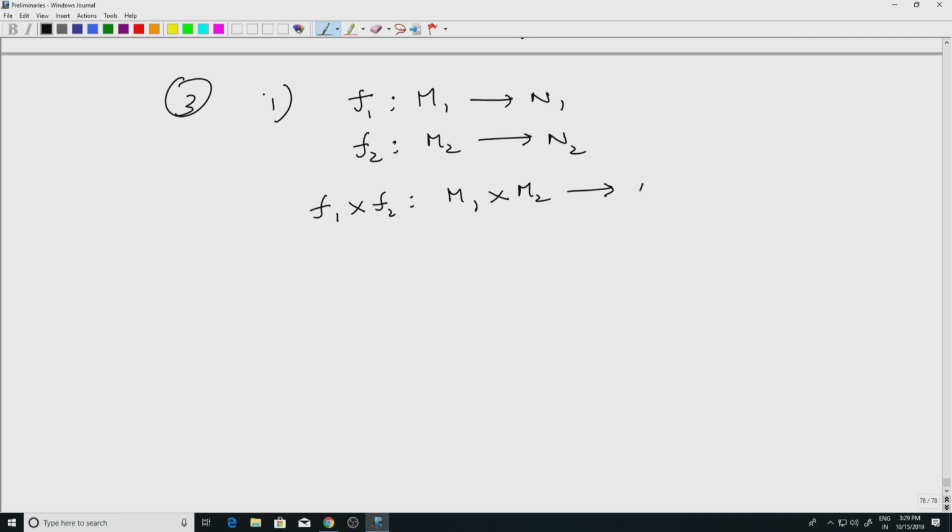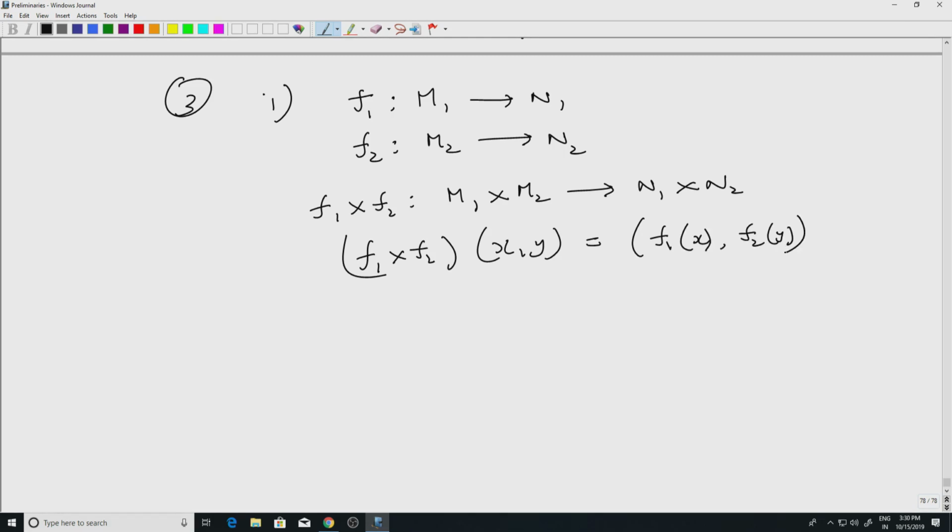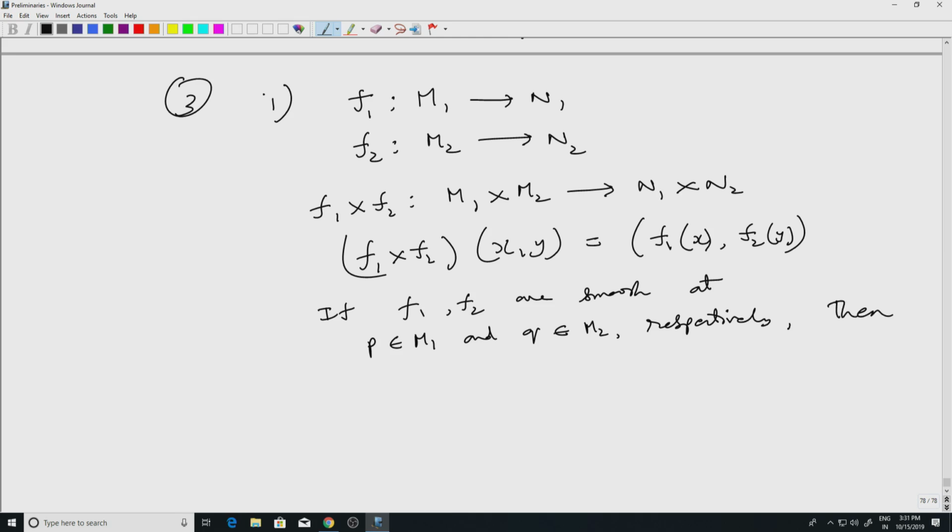F1 cross F2 from M1 cross M2 to N1 cross N2, where this product map is defined in the obvious way, which is I just take (F1(x), F2(y)). So if F1, F2 are smooth at P in M1 and Q in M2 respectively, then F1 cross F2 is smooth at (P, Q).